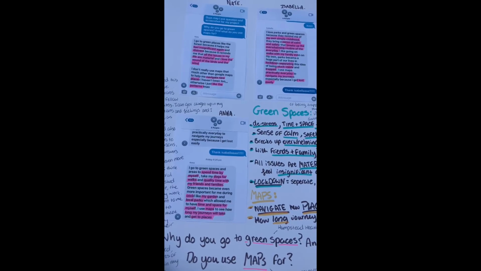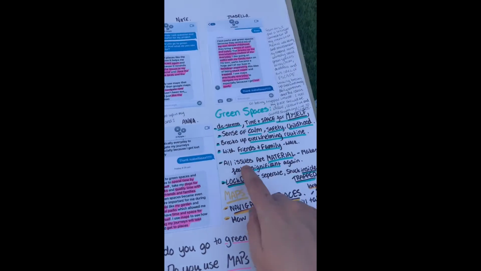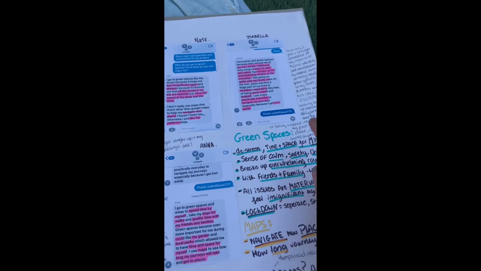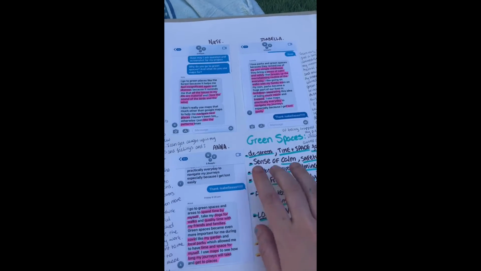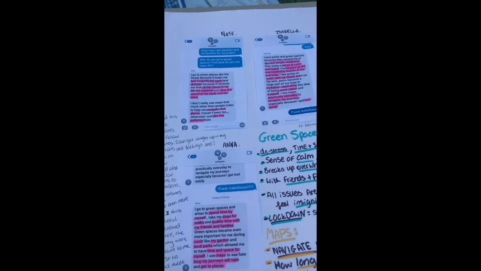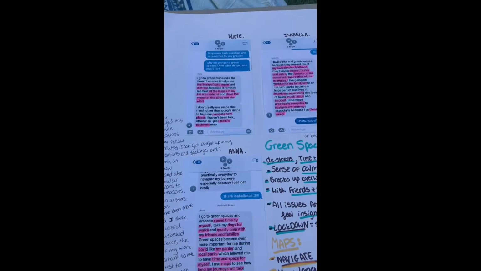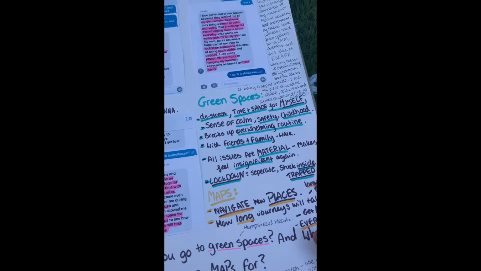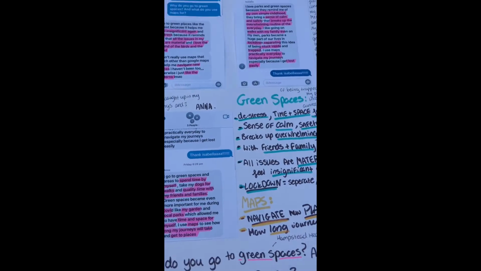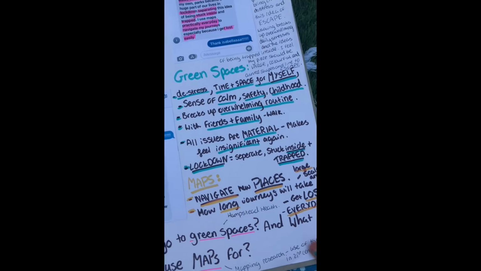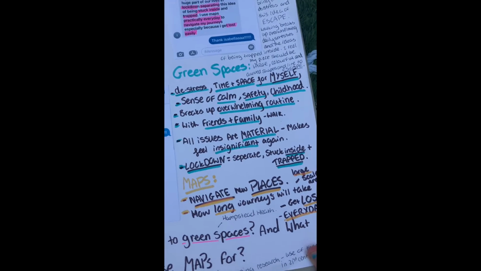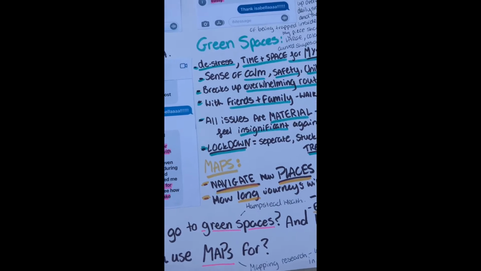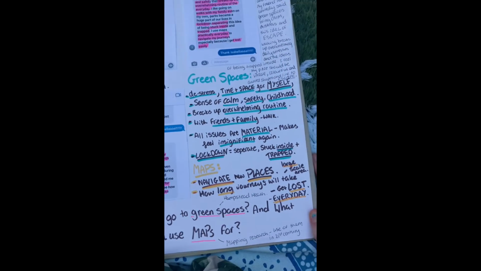And so I did the main points. So for de-stress, time and space for myself, calm, safety, childhood, breaks up overwhelming routine with friends and family, and the idea that all of the issues are material, which is what Nate said was really interesting. All issues are material and makes me feel insignificant again. So just saying my issues aren't as bad and I can move on, learn.